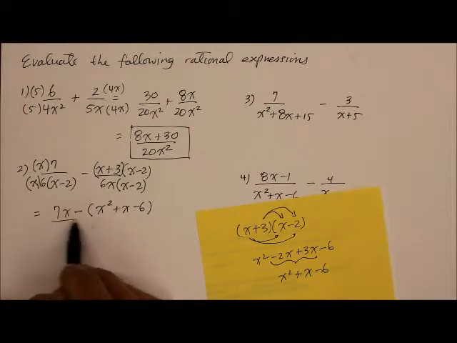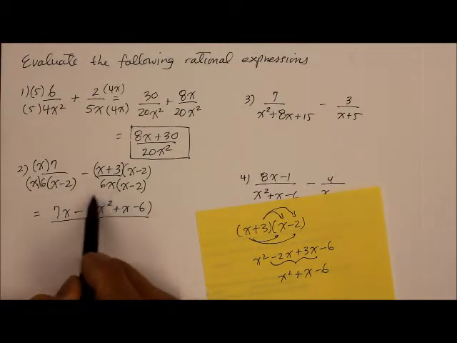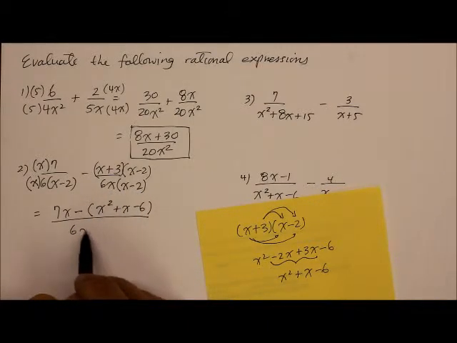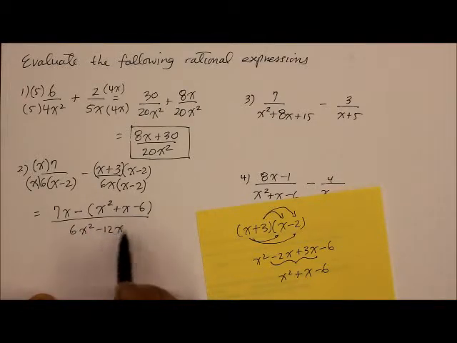Now this is going to be all over the common denominator. Everybody now has 6x and x minus 2. So when you do the distributive property with the term outside, you get 6x squared minus 12x.